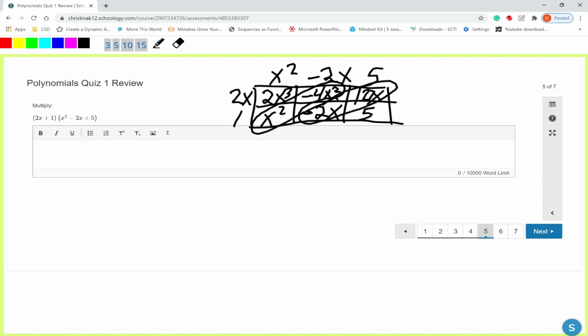So 2x cubed is hanging out by itself, so we're going to write that. Add the first diagonal, negative 4x squared plus 1x squared is going to be a negative 3x squared. 10x minus 2x is going to give me a positive 8x. And the 5 is hanging out by itself, so it's going to be plus 5. So all I have to do is type that in.